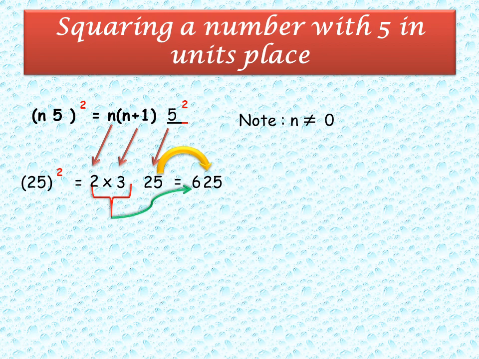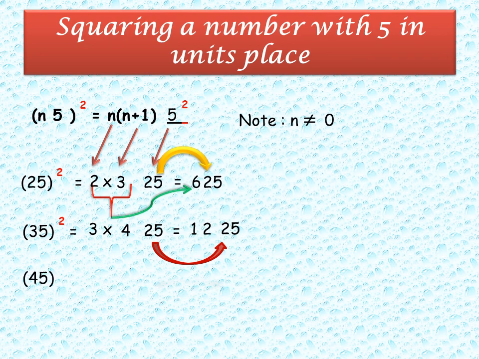So it is very easy, friends. If you use this method, you can solve the squaring of a number with 5 in its units place within a fraction of a second. Let us see another example, 35 square. The n here is 3, n plus 1 is 4, and we have to add 5 square, which is 25, next to it. We write the 25 as it is and add the product of 3 into 4, that is 12, before 25. So 1225 is our 35 square.